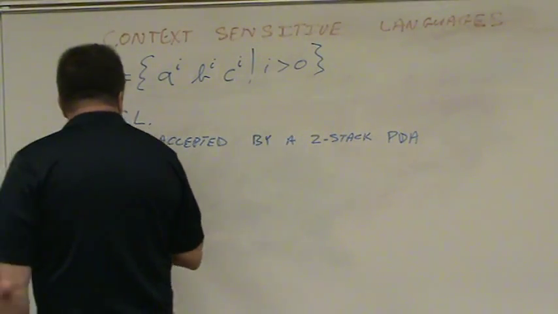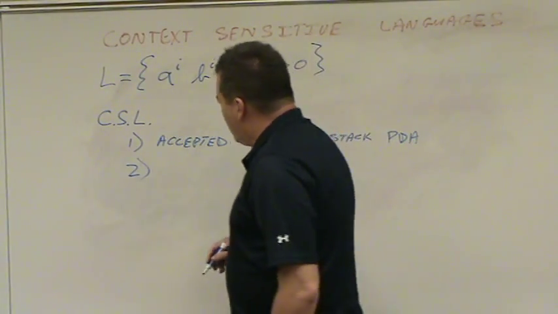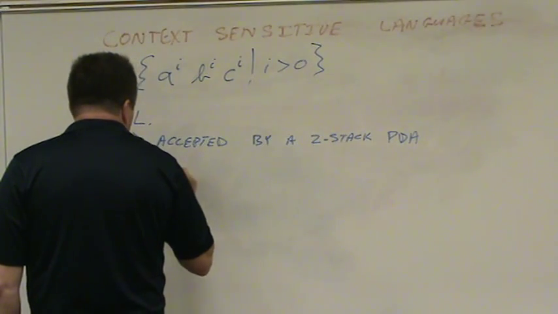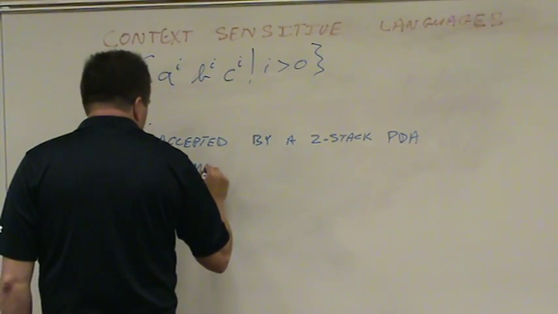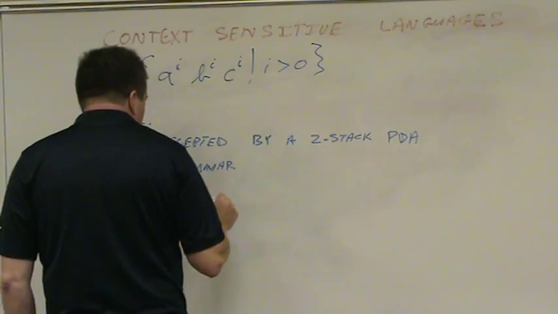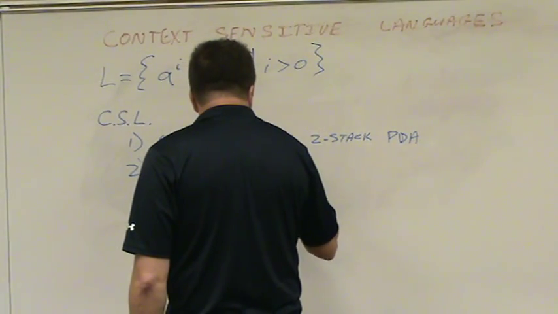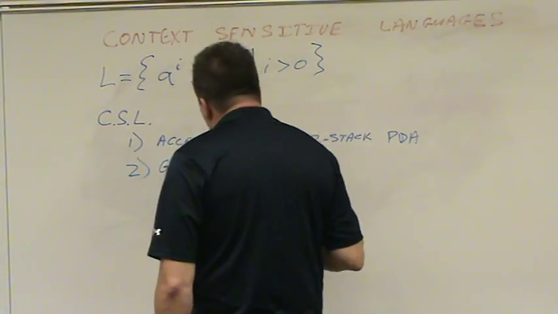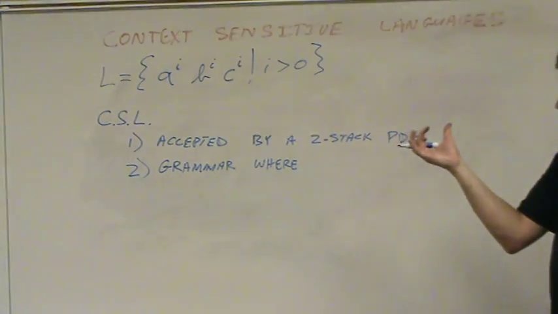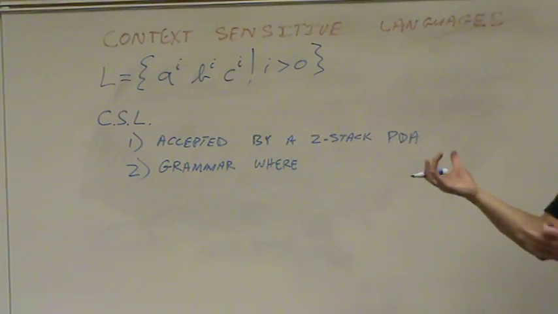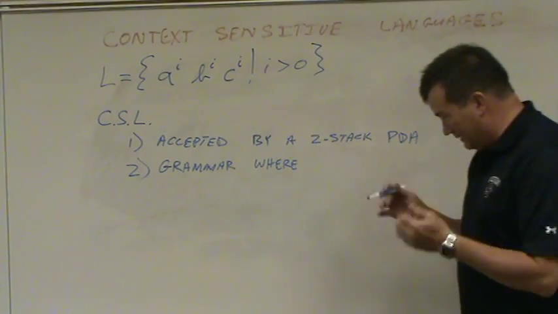Another way to describe a context-sensitive language is a grammar where the things on the left side are in relation to each other or in context to each other.